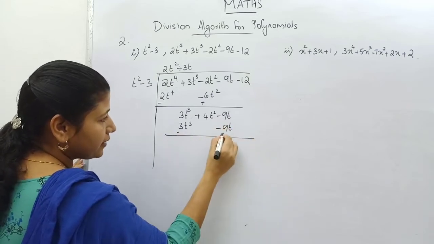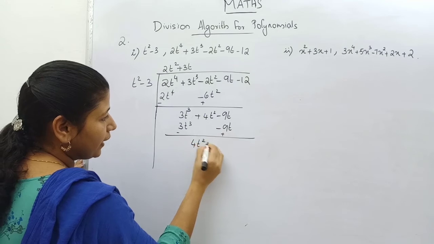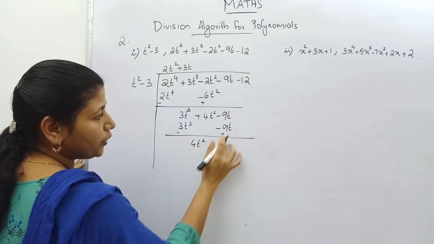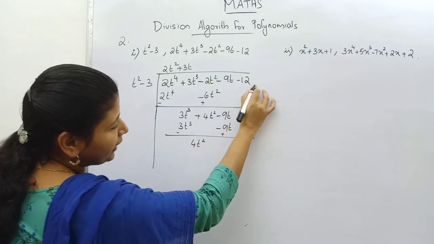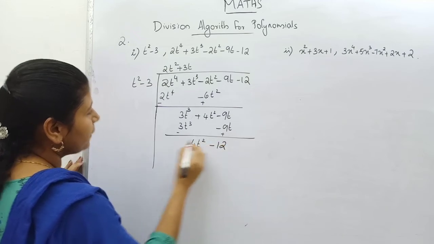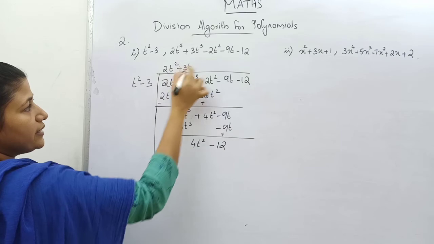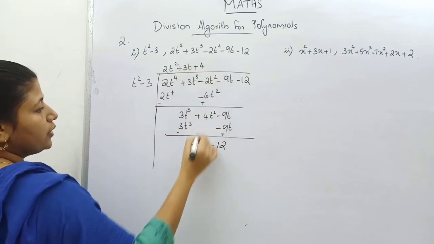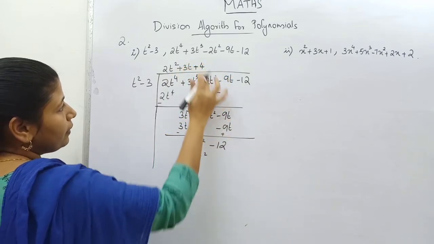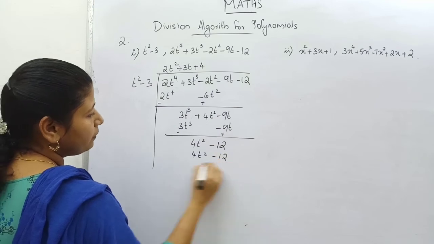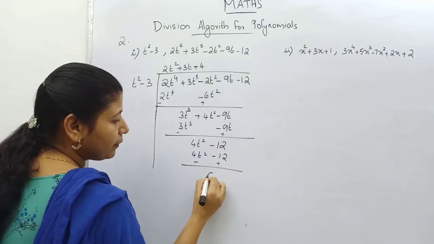Again subtract. You will get 4t square. Here also 0, so no need to write. Then minus 12 is here. I am writing minus 12 here. So you want to get here 4t square. Here only t square is there, so I am writing plus 4. So you will get 4t square minus 12. By subtracting, you will get the remainder as 0.